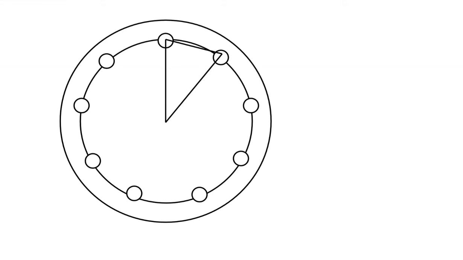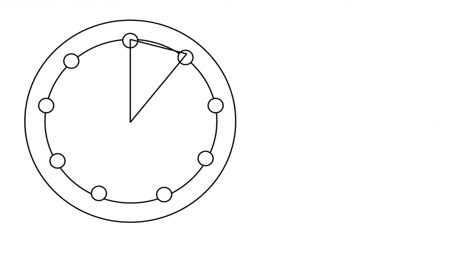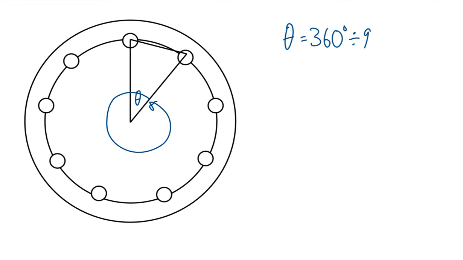And you may have already thought of this, and if you didn't, that's fine. If you did, that's great. But it's the same every time. So if I call this theta, then theta will be 360, which is the degrees in a circle, divided by 9, because there are 9 holes, which creates 9 triangles all the way around the circle, right? And we'll just do that on the calculator. That works out to 40 degrees. So theta is 40 degrees. That interior angle.